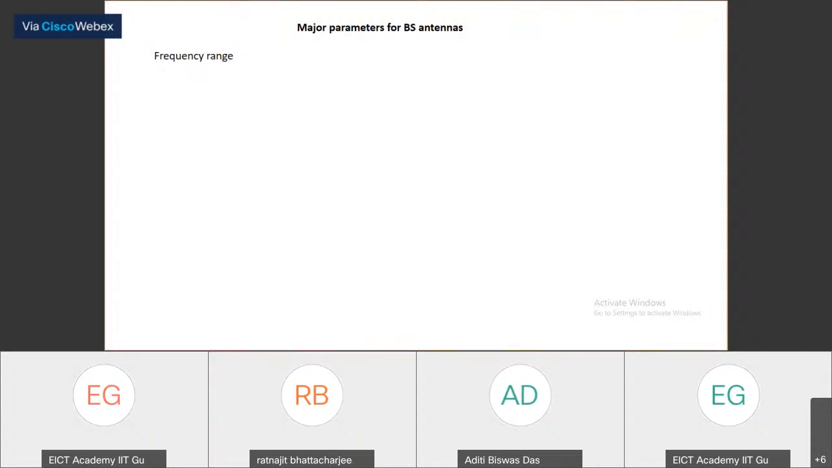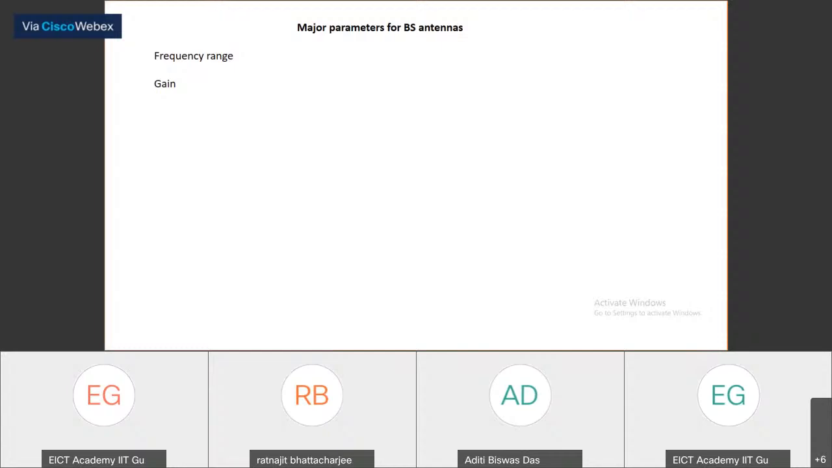So first of all, the frequency range that this antenna will cover is very, very important. If you search for the data sheets of base station antennas, you will find plenty of solutions. People have developed base station antennas covering all commercial frequency bands in which mobile communication takes place.